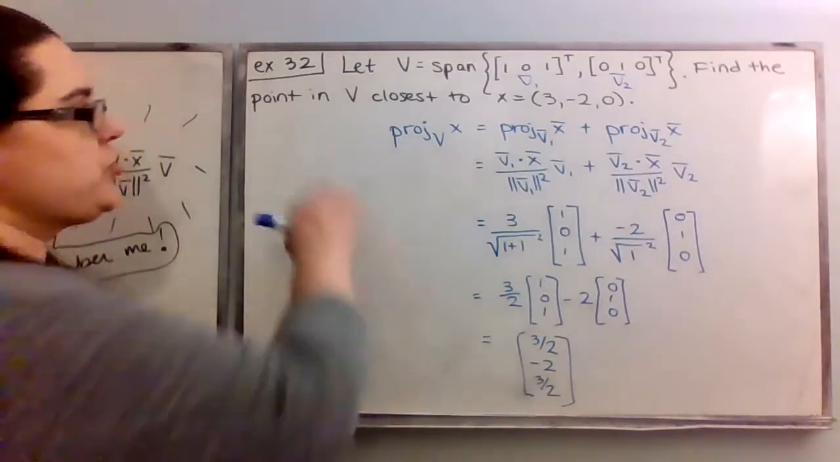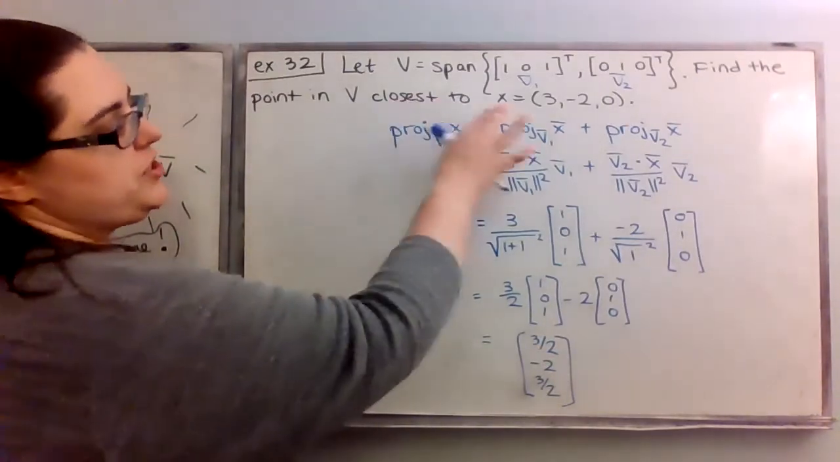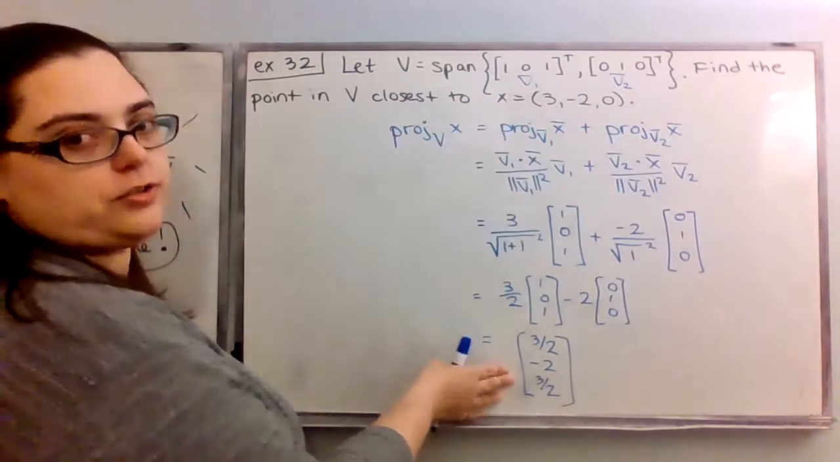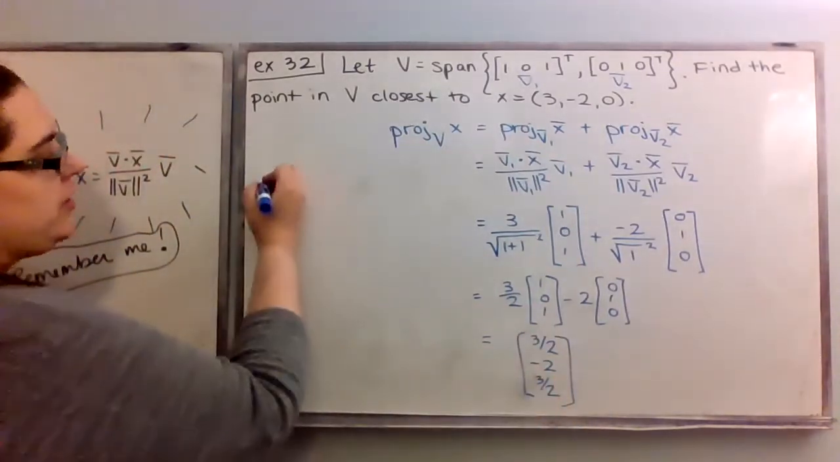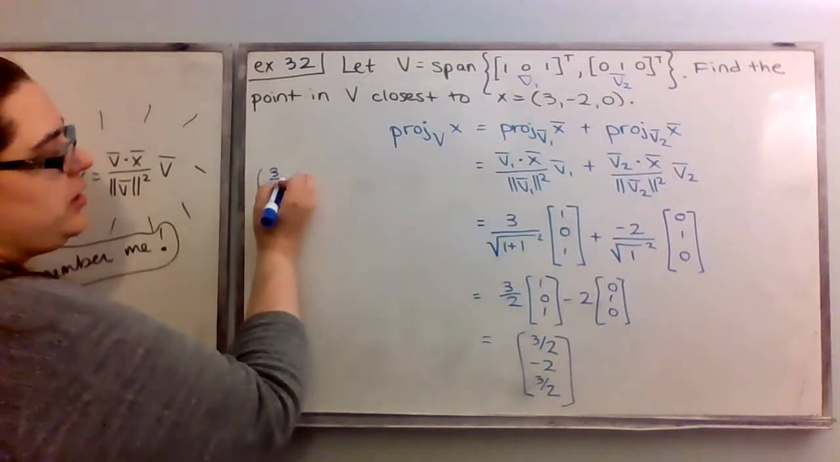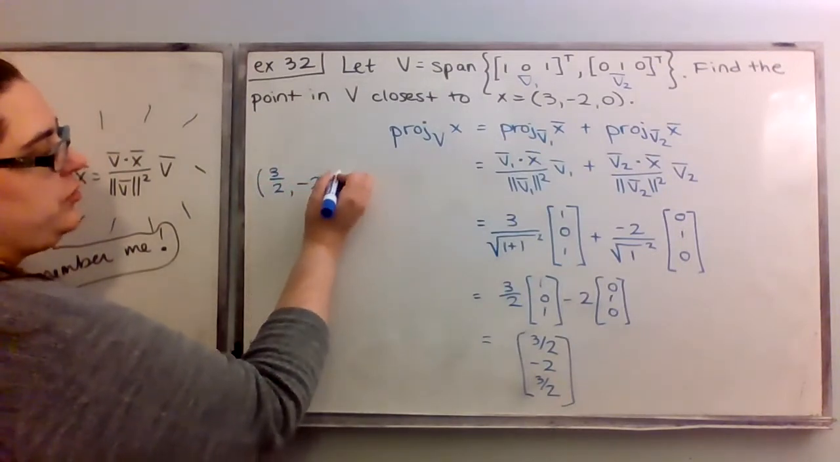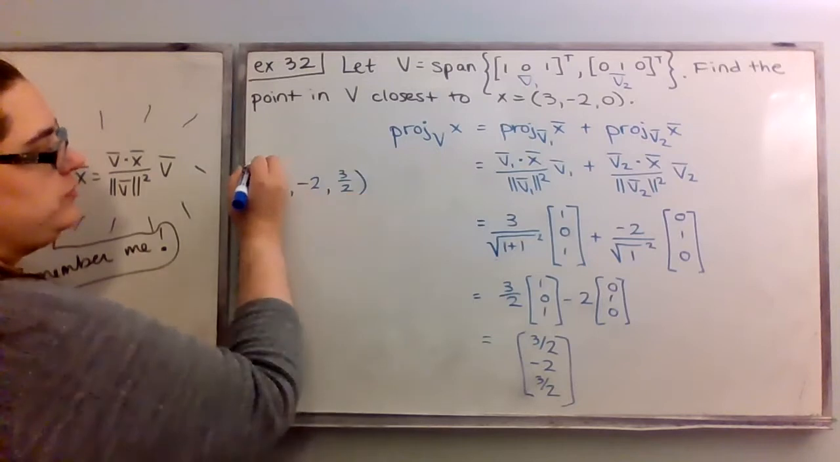So since we are trying to find the point in V that's closest to this point, we now want to take our vector notation and turn it into an ordered triple. So in this case, our answer is going to be the point (3 halves, negative 2, 3 halves).